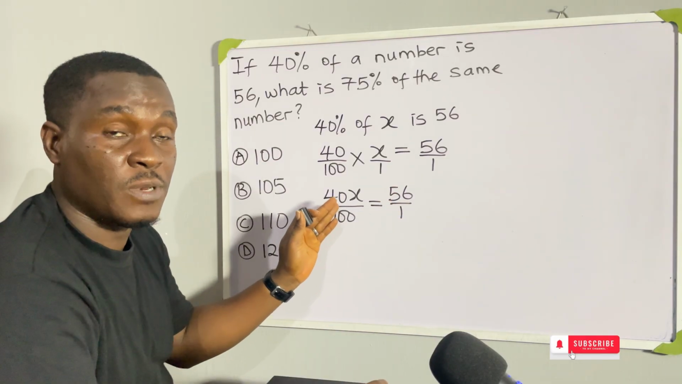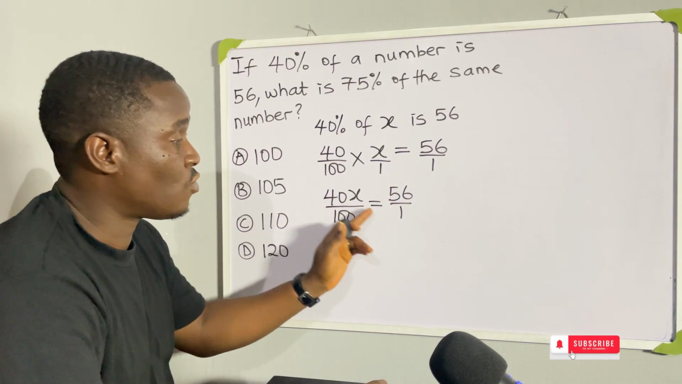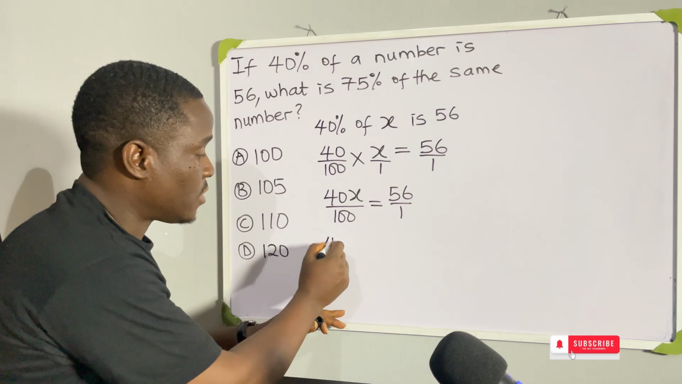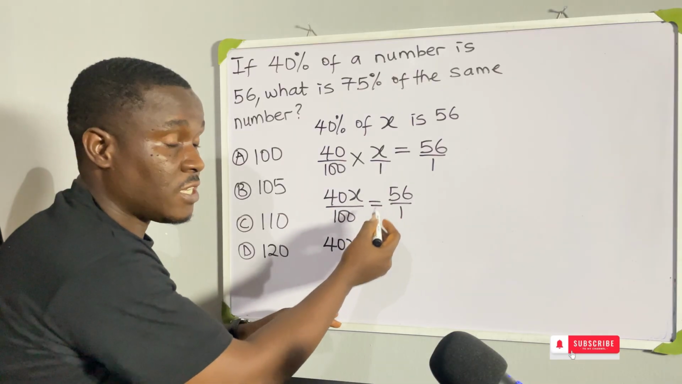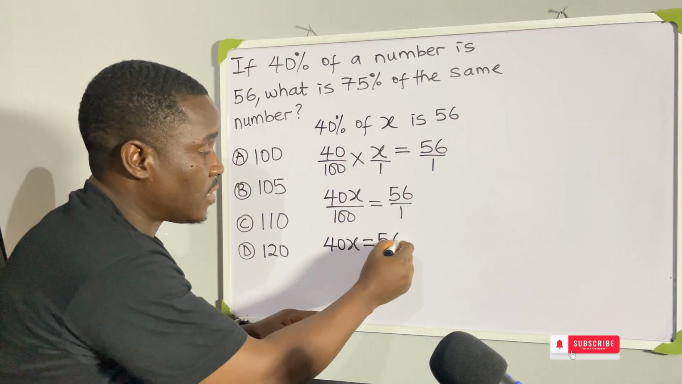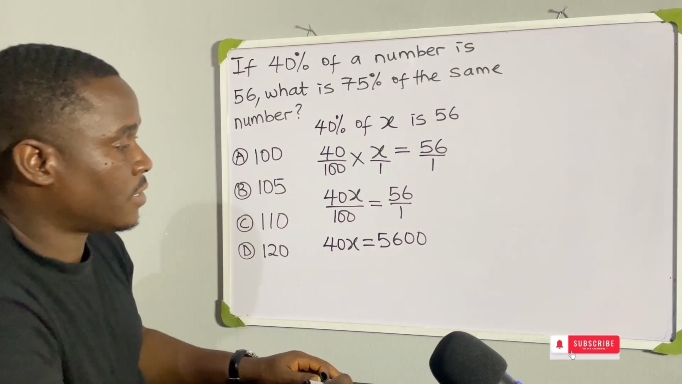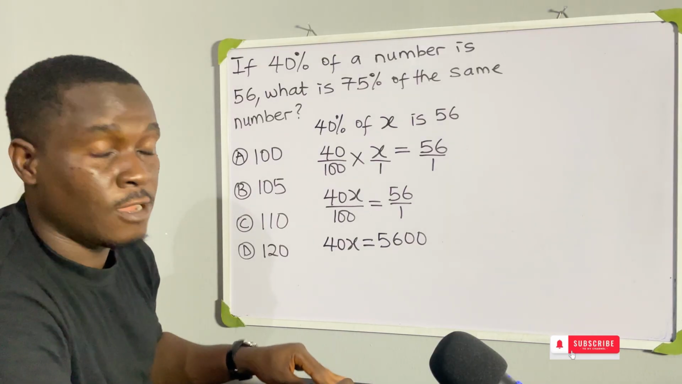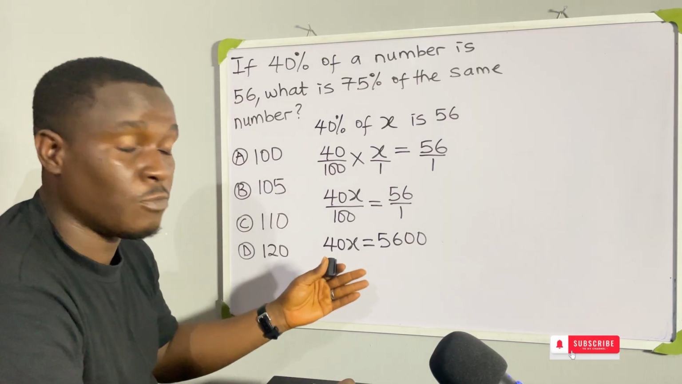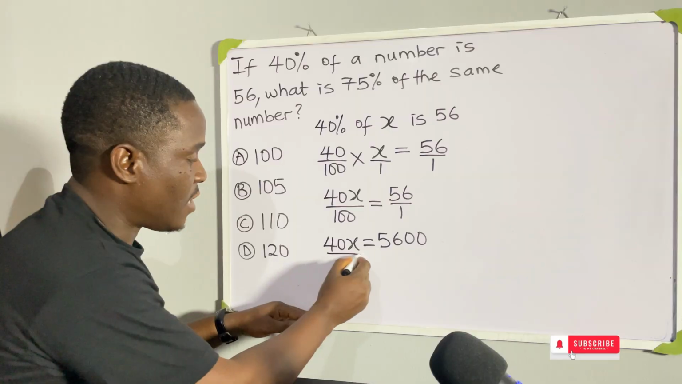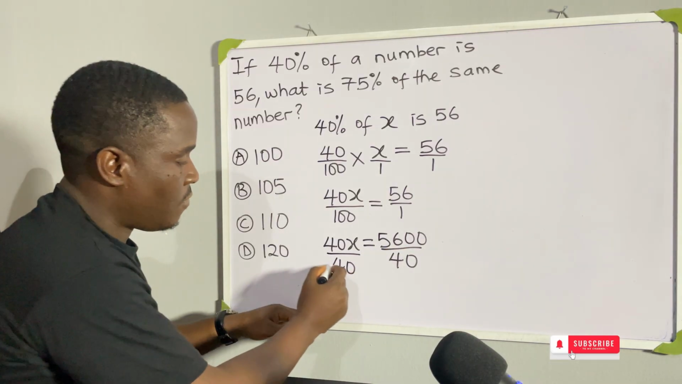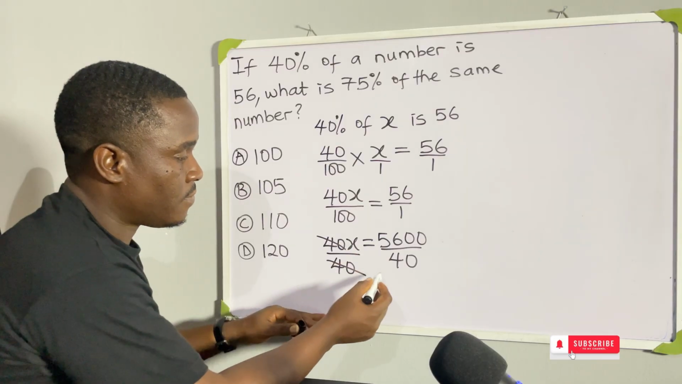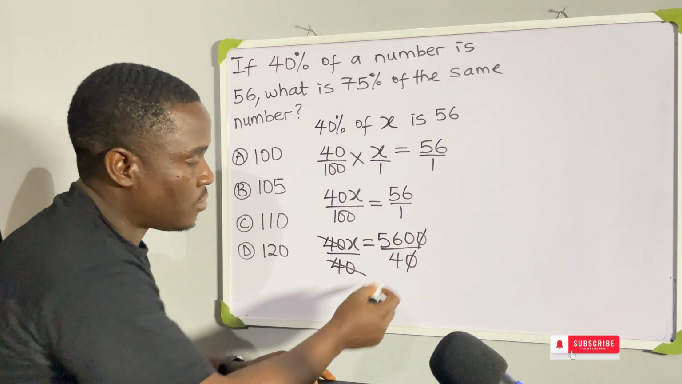Going further, we simply cross multiply. 40x multiplied by 1 gives us 40x, equal to 100 times 56, which gives us 5,600. Now, to get the value of x, we simply divide both sides by 40. So divided by 40, divided by 40. 40 is going to cancel out with 40.